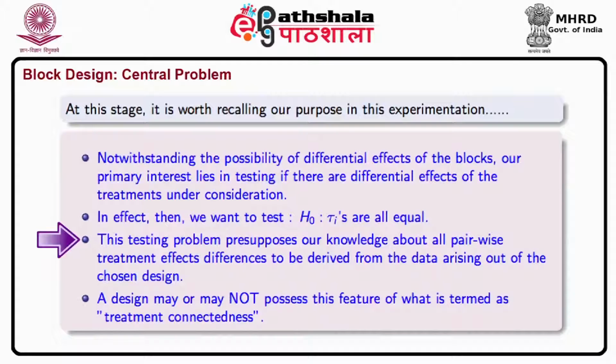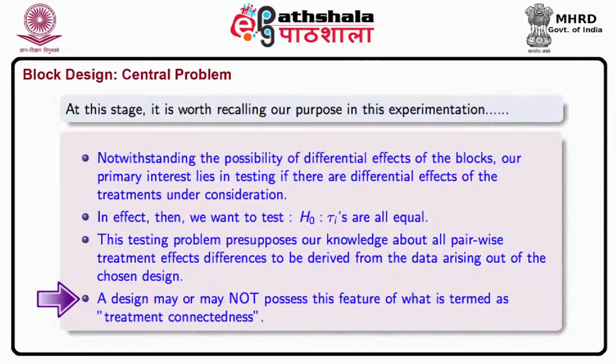This testing problem presupposes our knowledge about all pairwise treatment effect differences to be derived from the data arising out of the chosen design. Whenever we say the tau_i's are all equal, that amounts to tau_1 minus tau_2 equal to 0, tau_1 minus tau_3 equal to 0, all pairwise treatment contrasts equal to 0. To test that, we need to have estimates. It presupposes that all pairwise treatment effect differences are being estimated from the data.